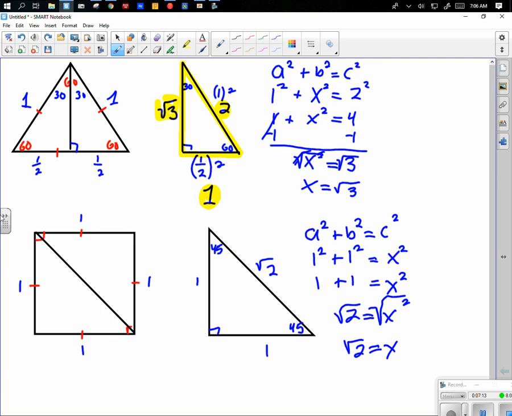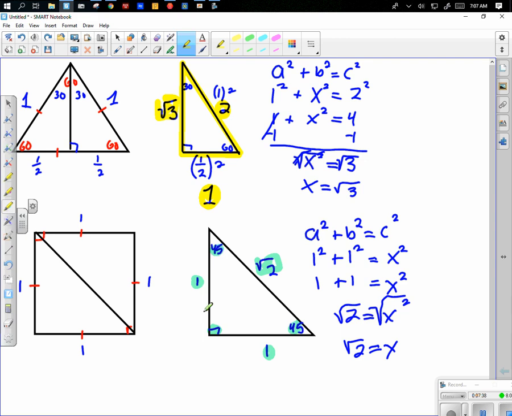So if you have a 45, 45, 90 triangle, the congruent sides or the legs will be 1, and the hypotenuse will be radical 2. Okay, so 45, 45, 90 triangle, you have 1, 1, radical 2.